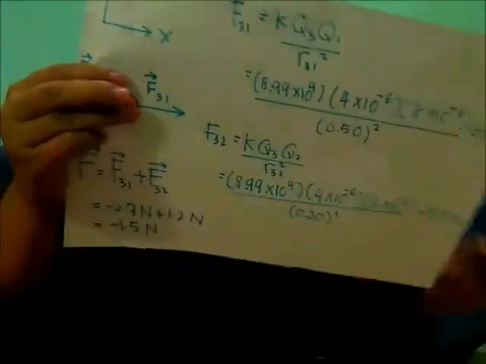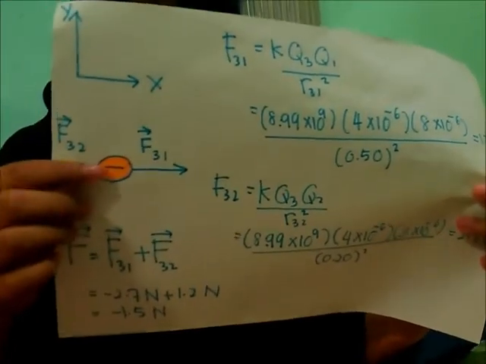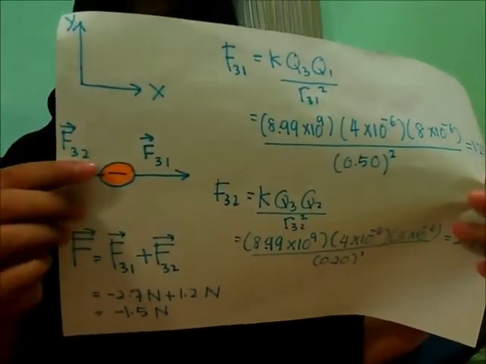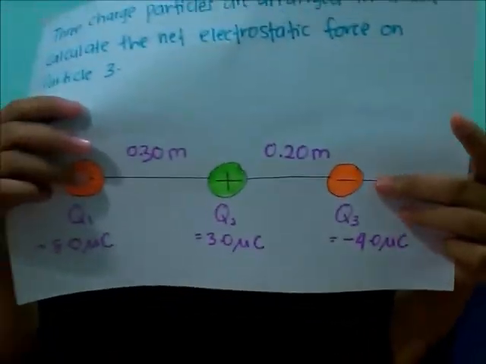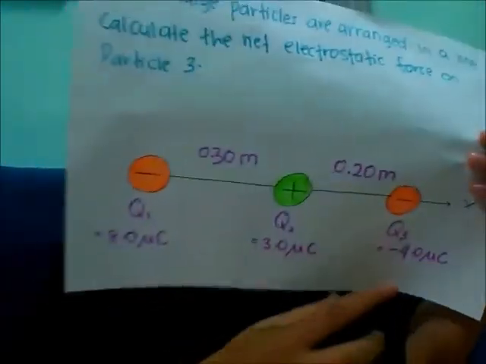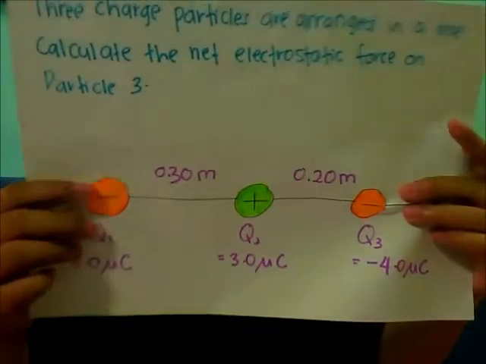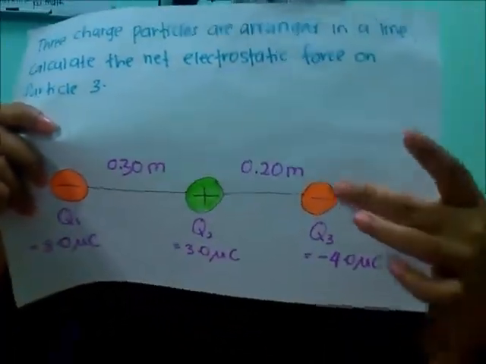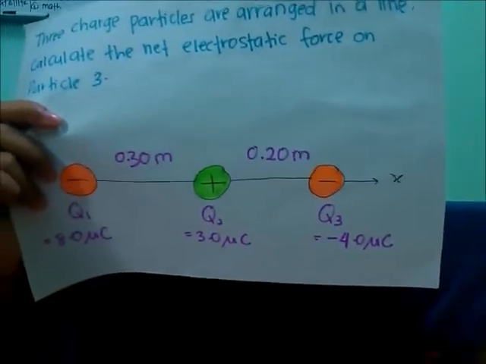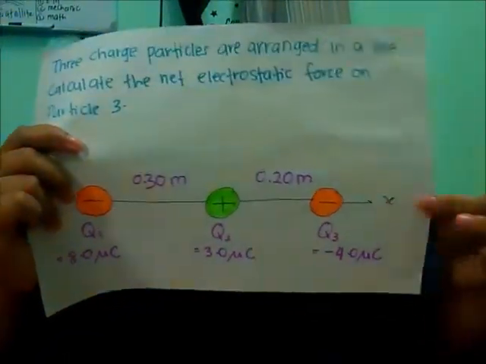So when we resolve the directions on particle 3, this is going to be like this: F32 directed to the left, F31 directed to the right. This is for Q3. Q1 and Q3 are both negative charges, right? So both of them will be pushed away from each other. So Q3 will move far away from Q1, and the direction of the force will be to your right.